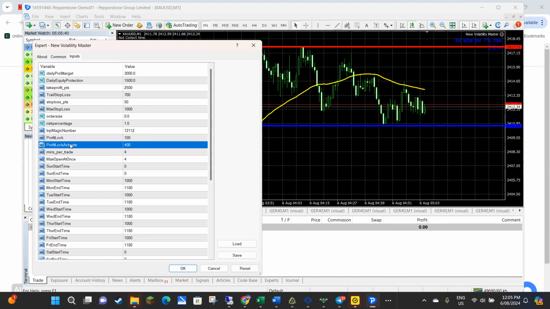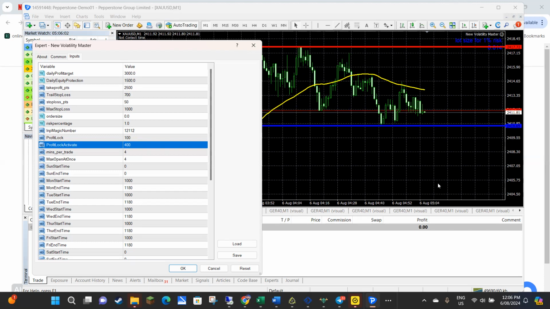Profit lock and profit lock activate. What this means in this case is once that trade gets into 400 points of profit, it's going to move the stop loss so that the stop loss is in 100 points of profit. So if we had a sell order here and the stop loss was up here, once this trade gets down to here and it's in 400 points of profit, it's going to move the stop loss from here down to here to lock in that little bit of profit. And at that stage, that trade is essentially risk-free.